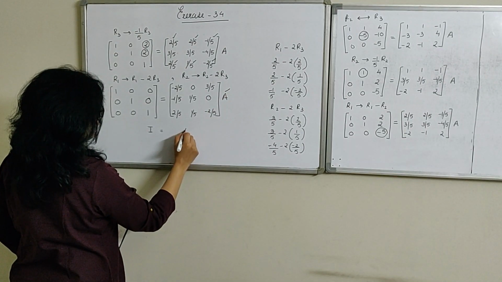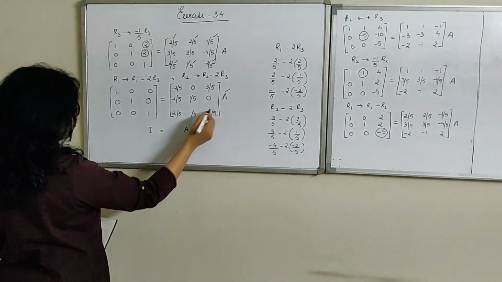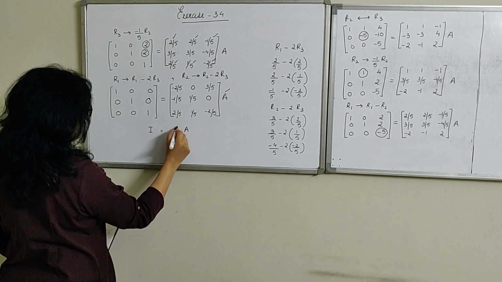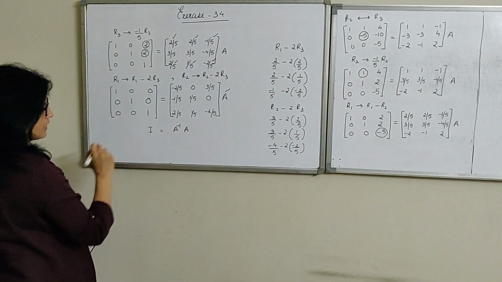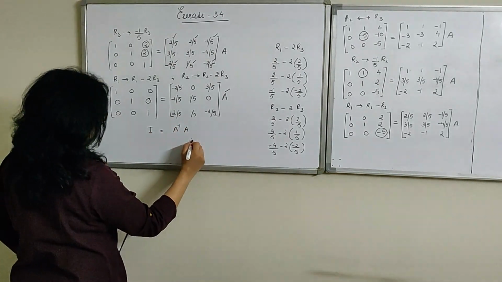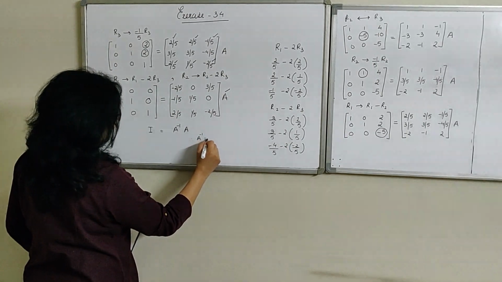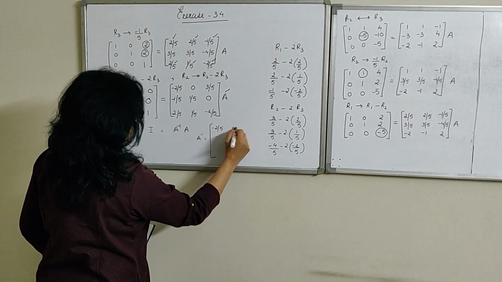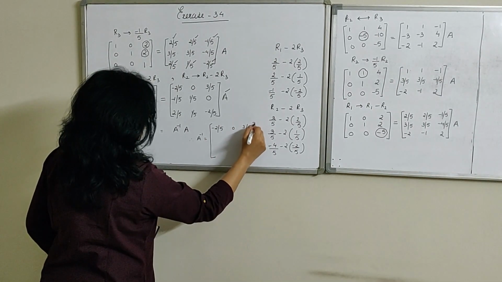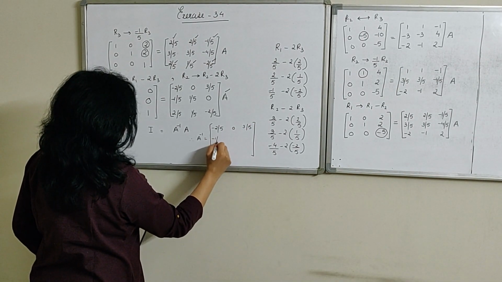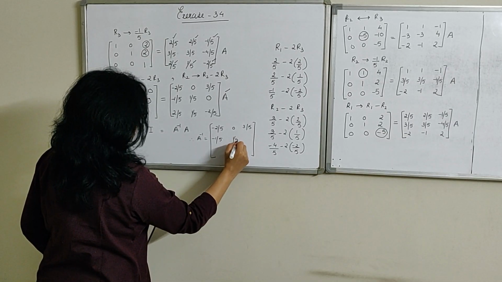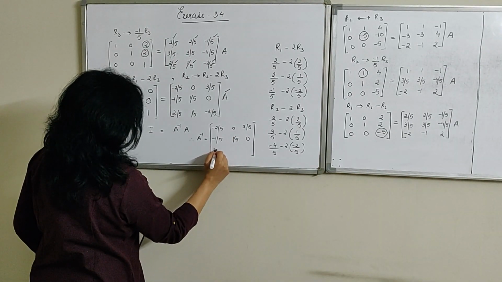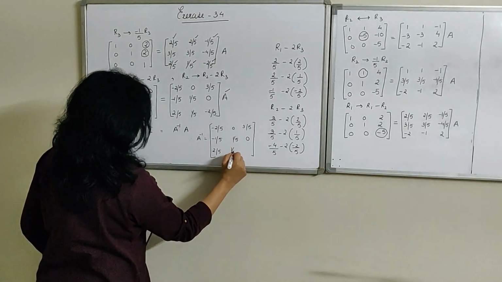We have matrix A on the right hand side, and we know a matrix when multiplied by its inverse will give us identity matrix. Hence we get to know that A inverse is the matrix with these elements in the first row. These are the second row elements, and here is the third row.